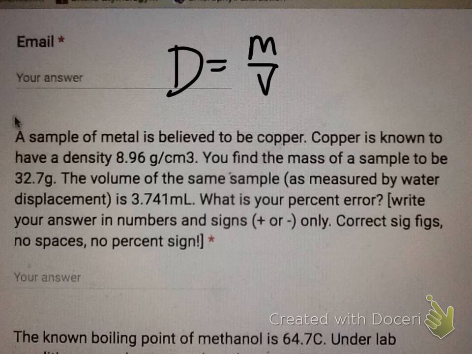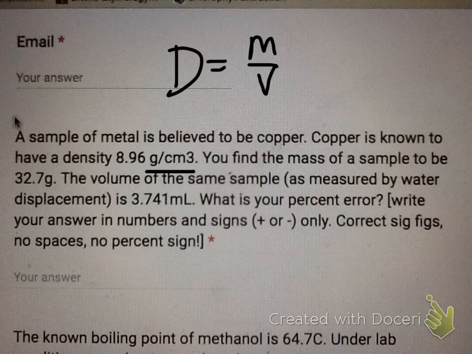That's one that you should just carve into your brain matter. Density is mass per unit volume. So how much mass something has for how much space it takes up. Copper has a density of 8.96 grams per cubic centimeter, and you can also use the units to figure out that it's mass per unit volume. You find the mass of the sample to be 32.7 grams. Volume of the same sample is 3.741 milliliters. What is your percent error?